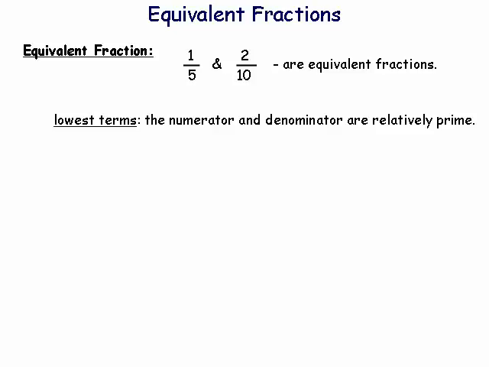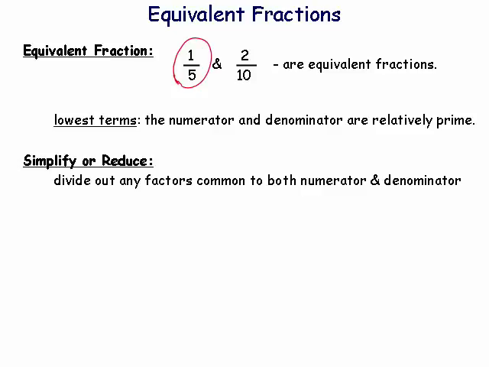Lowest terms means that the numerator and the denominator are relatively prime to each other. So the fraction in lowest terms up here is 1/5. The 1 and the 5 do not have any factors in common with one another, whereas 2 and 10 do have factors in common.